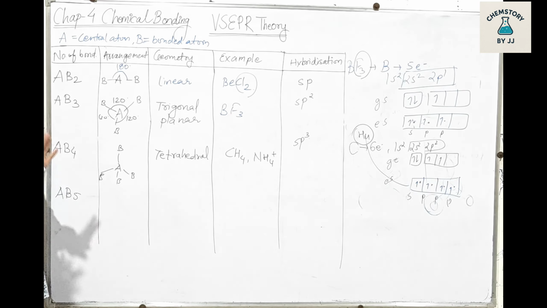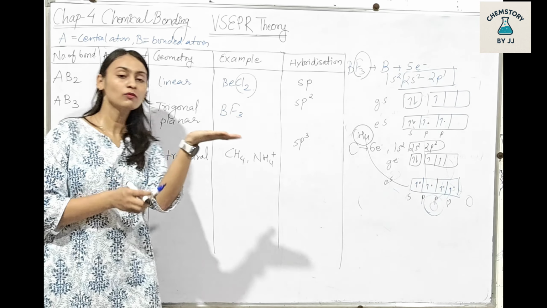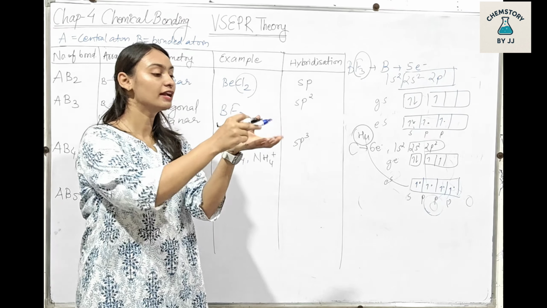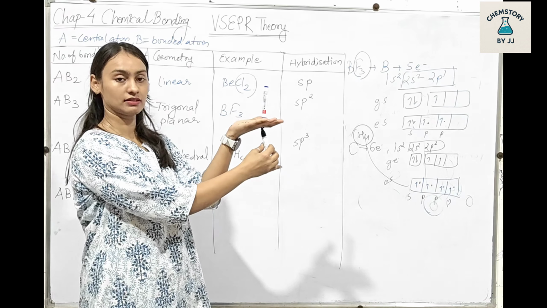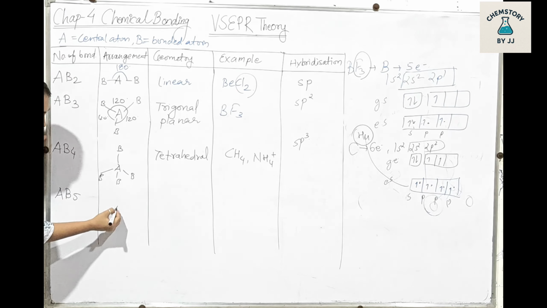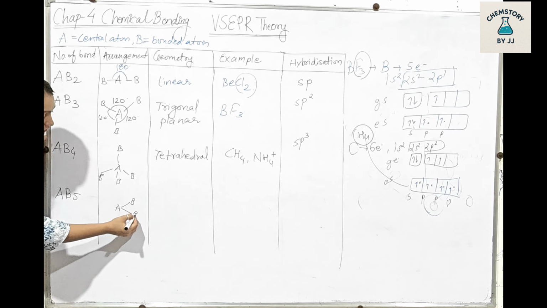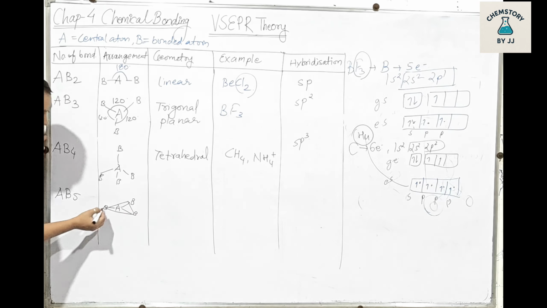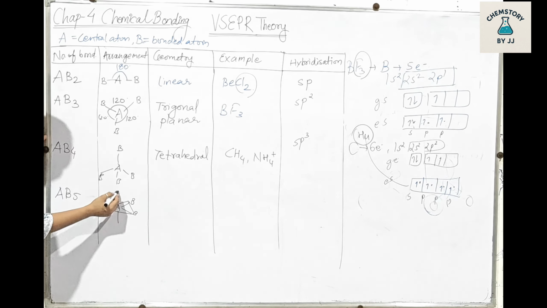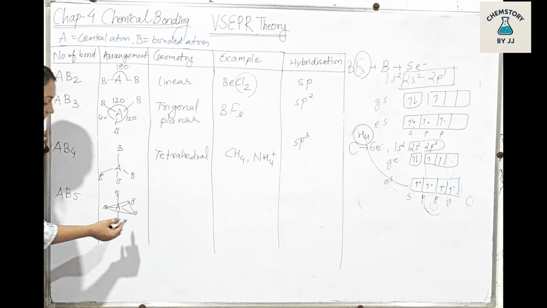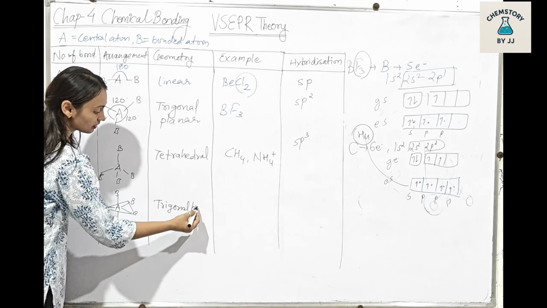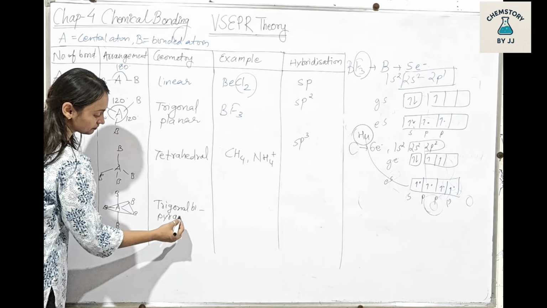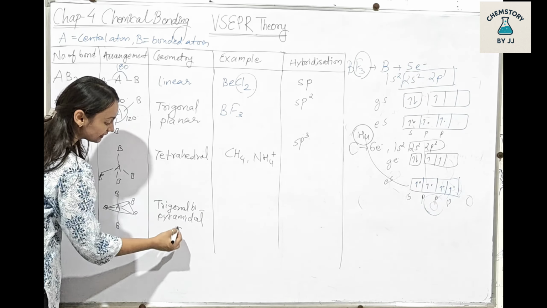Moving forward to the AB5 type. Can you predict the shape of the molecule or the symmetry of the molecule? Three atoms would be in the same plane like this, and two would form a pyramid over it like this. Okay, so it would be like A bonded with B, B, and B. A whole triangle would be here, and one on top and one below, like this. This is known as trigonal bipyramidal, or simply TBP.